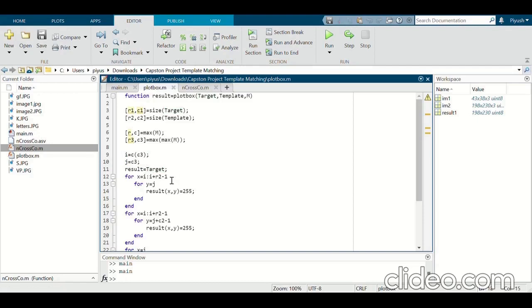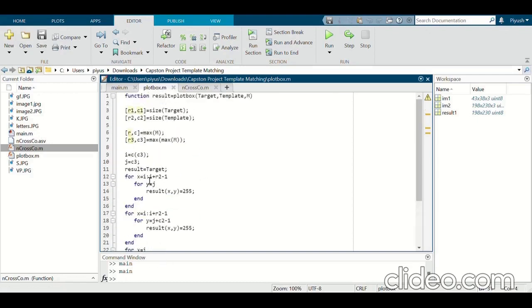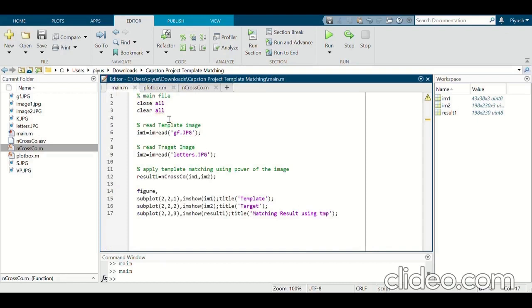And now I am simply copying the target image to the result image, and for drawing the box around the matched part in the target image, I am writing this whole part. This is just saying how we draw a square around that matched part. Then in the main function I call both functions, and am able to draw the square around the target image.